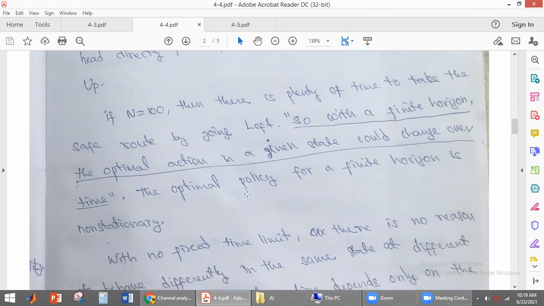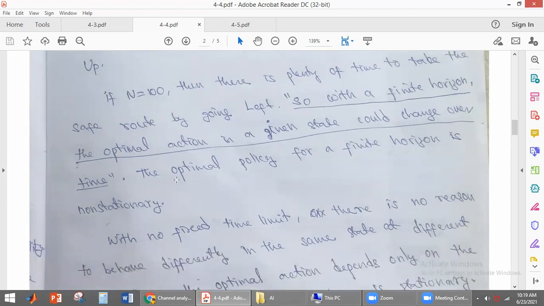That is why, what is the optimal policy? The optimal policy gives you the actions it has to take at a particular state. So the optimal policy for finite horizon is non-stationary. It is not fixed. Depending on time, it is changing. Yes or no? The actions are changing, which means the policy will also change. So the optimal policy for finite horizon is non-stationary.